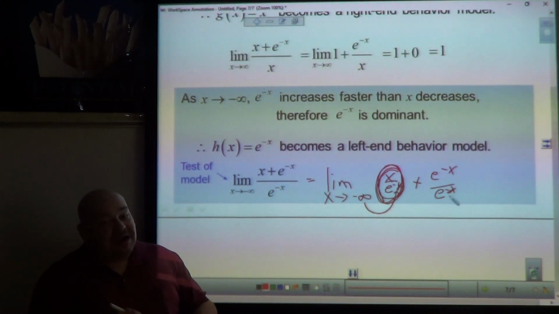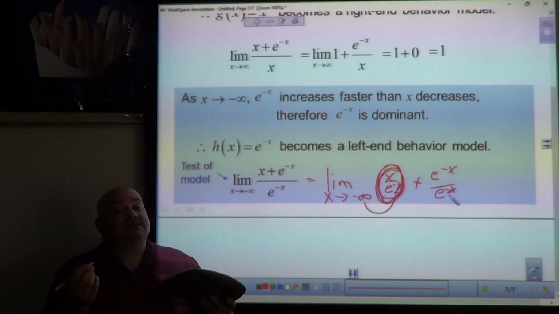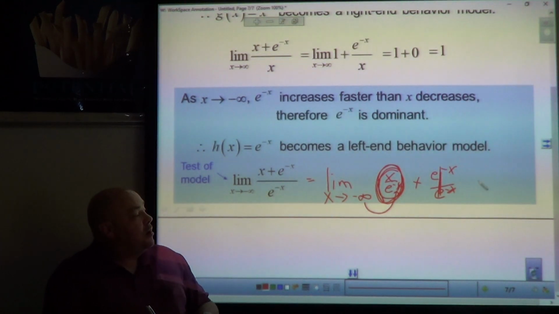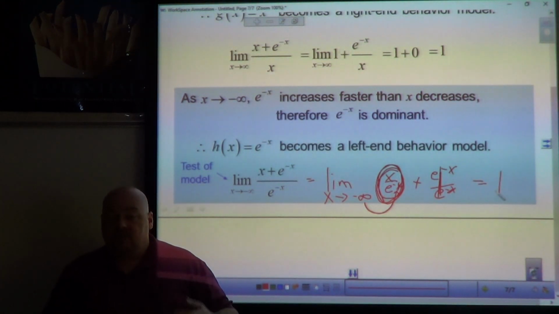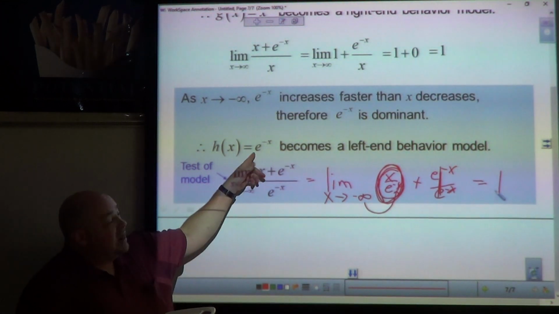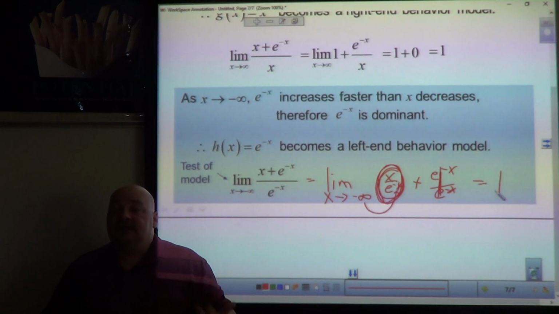And this part over here, e to the negative x over e to the negative x, of course, is 1. So we end up with 0 plus 1, which is going to give us 1 again. Therefore, our end behavior model of e to the negative x for our left end is going to work.